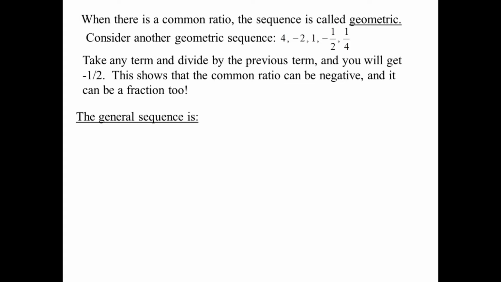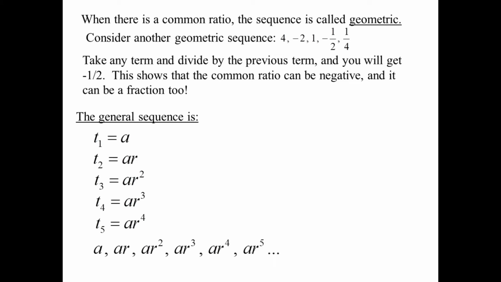The general sequence is, well, t sub 1 is still a, the first term in the sequence. T sub 2, to get to the next term, multiply by r. So t sub 2 is ar. T sub 3 is ar times r, so ar squared. And so on. T sub 4 is ar squared times r, which is ar to the 3, and t sub 5 is ar to the 4. We could roll them out like this.